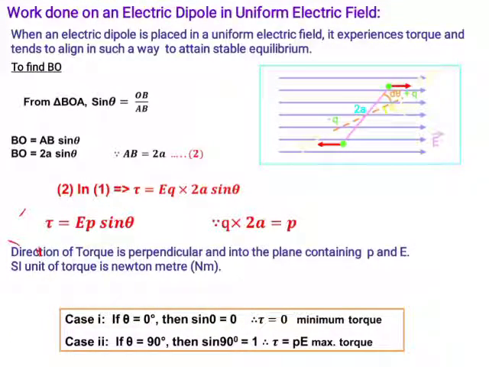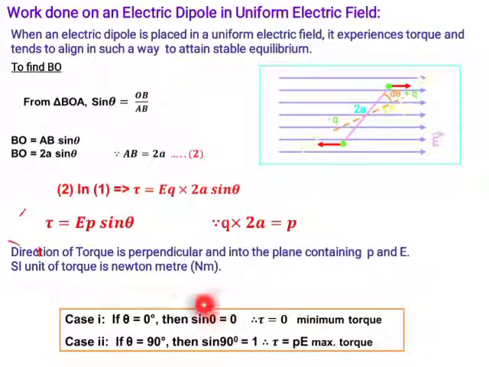The direction of torque is perpendicular and into the plane containing P and E. The SI unit of torque is Newton meter. What is the SI unit here for the torque? Newton meter. If we observe this diagram, we can study two cases. Case number 1. If we assume the angle theta is 0, then what is sin 0? Sin 0 is 0.